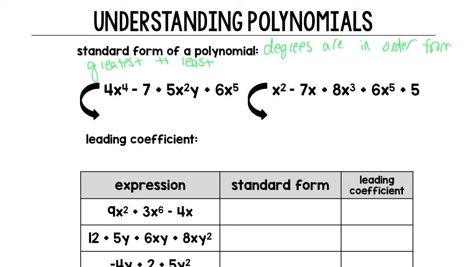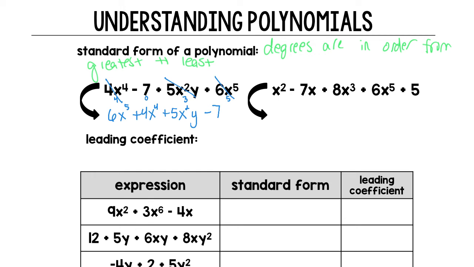So let's write down what the degrees are first. 4x to the 4th has a degree of 4. Negative 7 has a degree of 0. 5x squared y has a degree of 3. 6x to the 5th has a degree of 5. So now we put these in order, biggest number first. So it'll go 6x to the 5th. So that one's done. Then we have a 4, so plus 4x to the 4th, all done. And then we have a 3, plus 5x squared y, all done. No 2, no 1, and we end with minus 7 in the 0 spot.